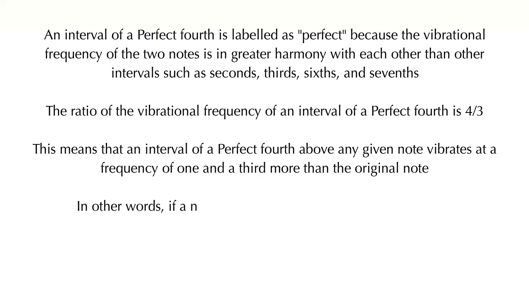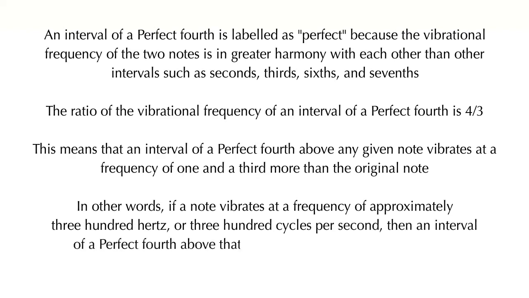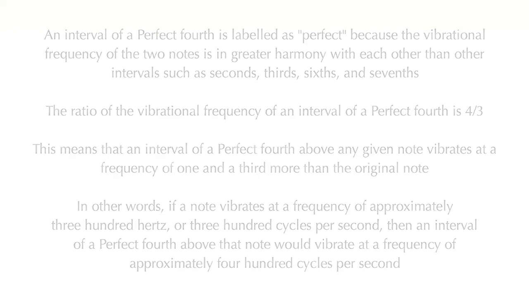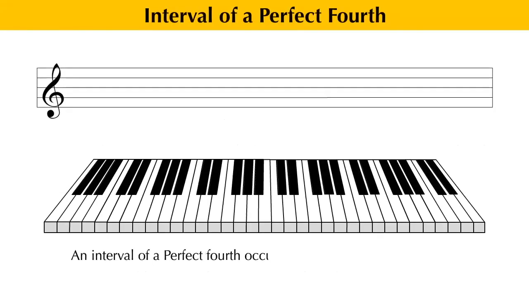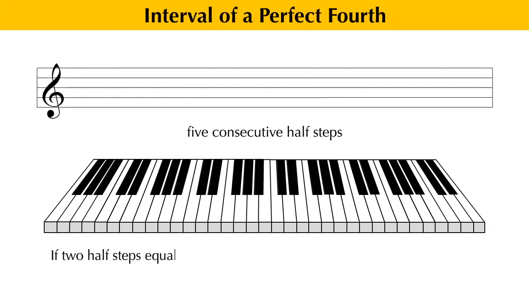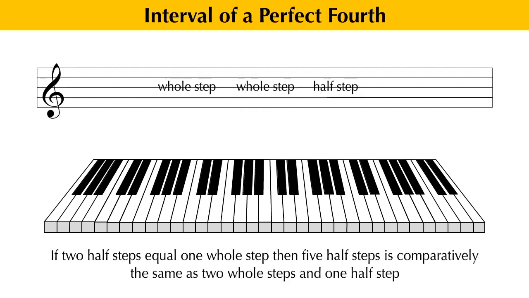In other words, if a note vibrates at a frequency of approximately 300 Hz, or 300 cycles per second, then an interval of a perfect fourth above that note would vibrate at a frequency of approximately 400 cycles per second. Put more simply, an interval of a perfect fourth occurs when two notes are separated by the distance of 5 consecutive half steps. If 2 half steps equals 1 whole step, then 5 half steps is comparatively the same as 2 whole steps and 1 half step.